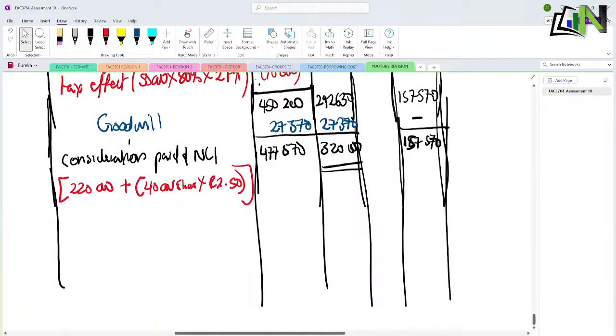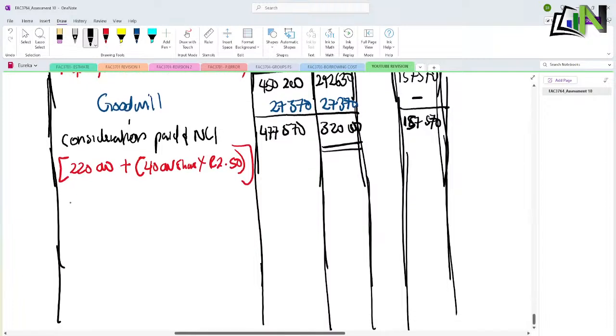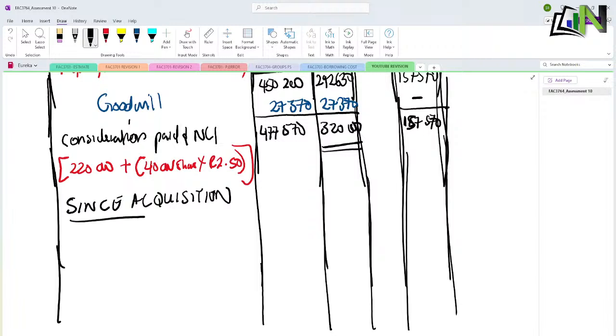That's at acquisition. Then since acquisition, we want to know what are the movements in our equity, more especially our retained earnings. What is the movement in it? So then we go to since acquisition. Remember, since acquisition is that period that falls between acquisition date and the beginning of the current year. So we go there, we check the movement in our retained earnings.